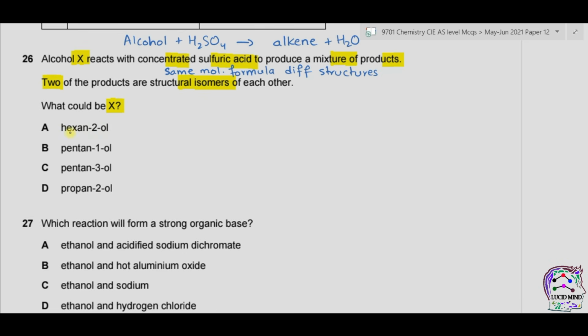A is hexan-2-ol. In hexane we have 6 carbon atoms, and 2-ol means we have an alcohol group on the second carbon atom. Now in the presence of concentrated H2SO4, alkene is formed. That alkene could be either between these 2 carbon atoms or these 2 carbon atoms, because hydrogen is removed from an adjacent carbon and H2O is removed. So first product could be this one. Second product could be this one if hydrogen is removed from this carbon and OH is removed from this carbon.